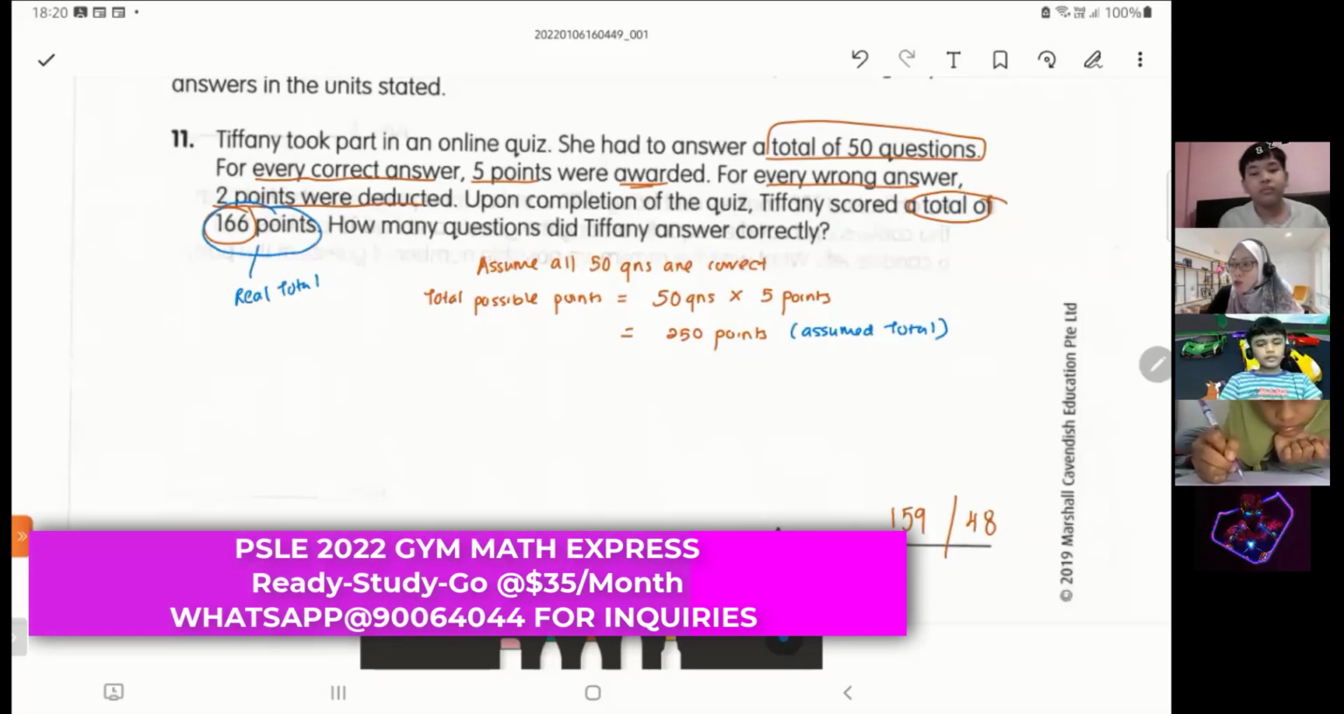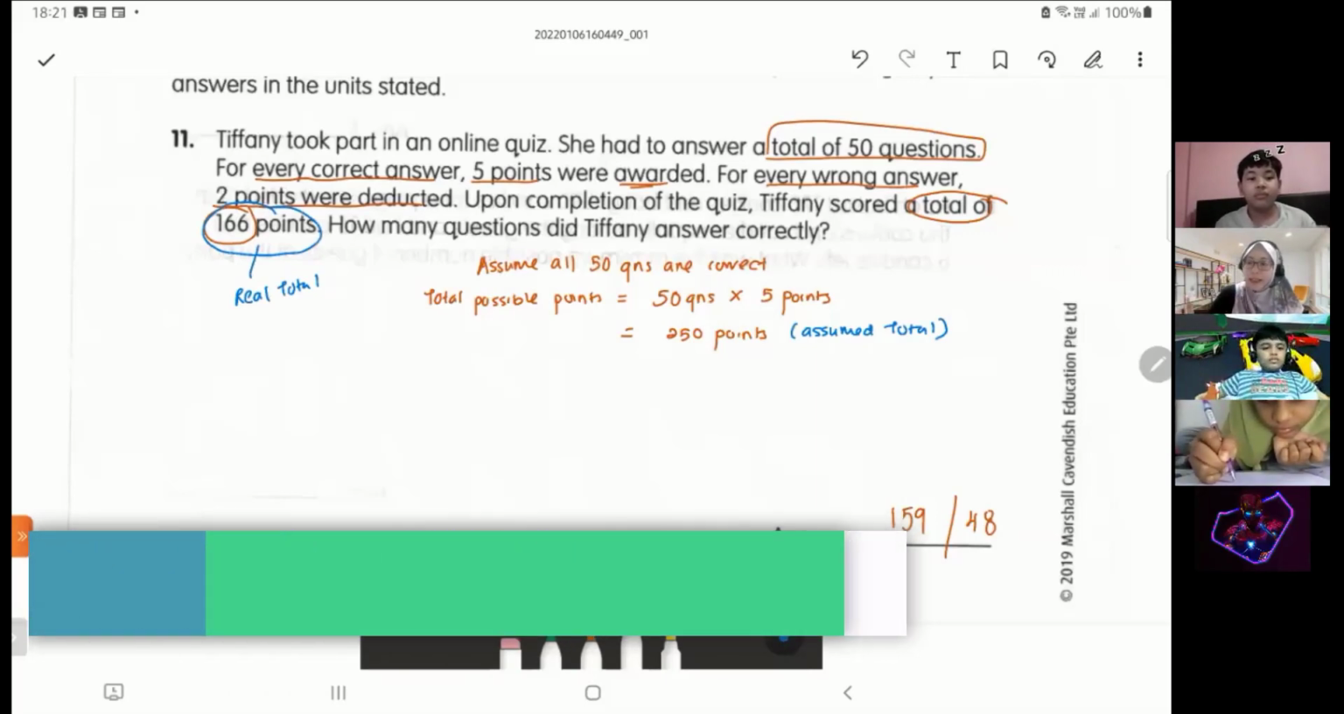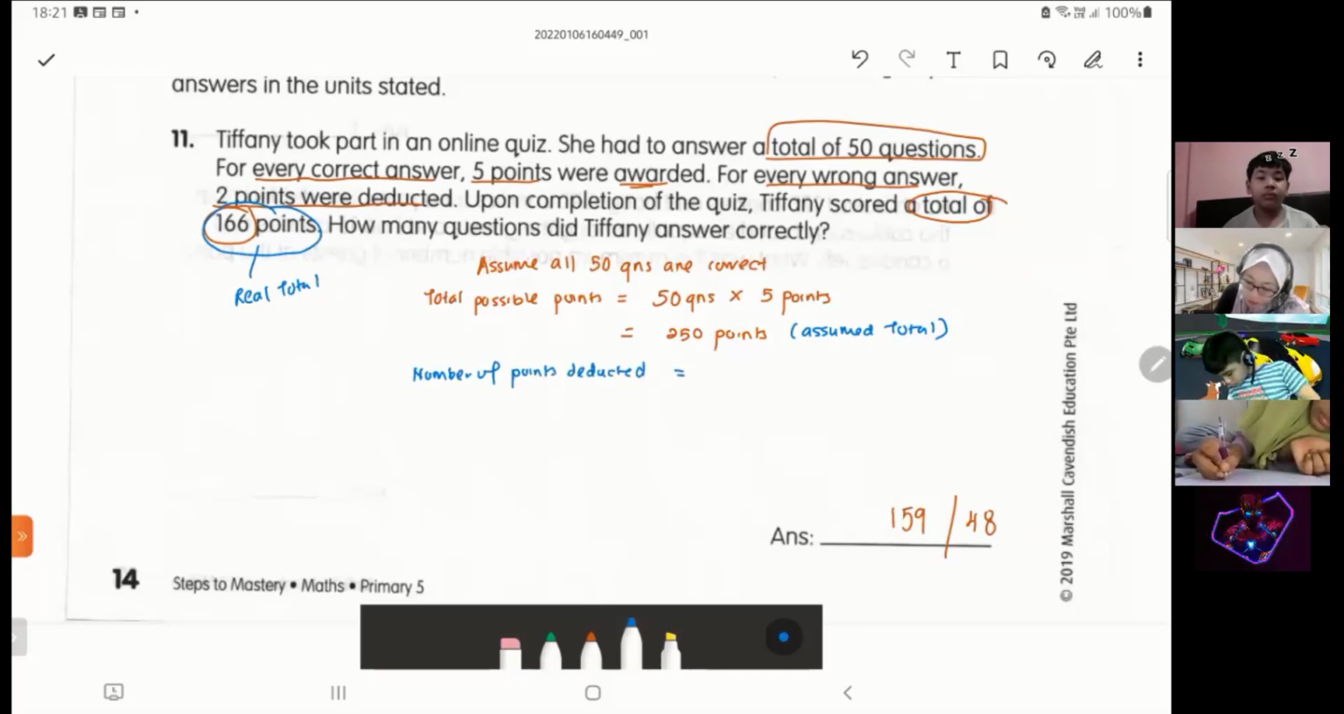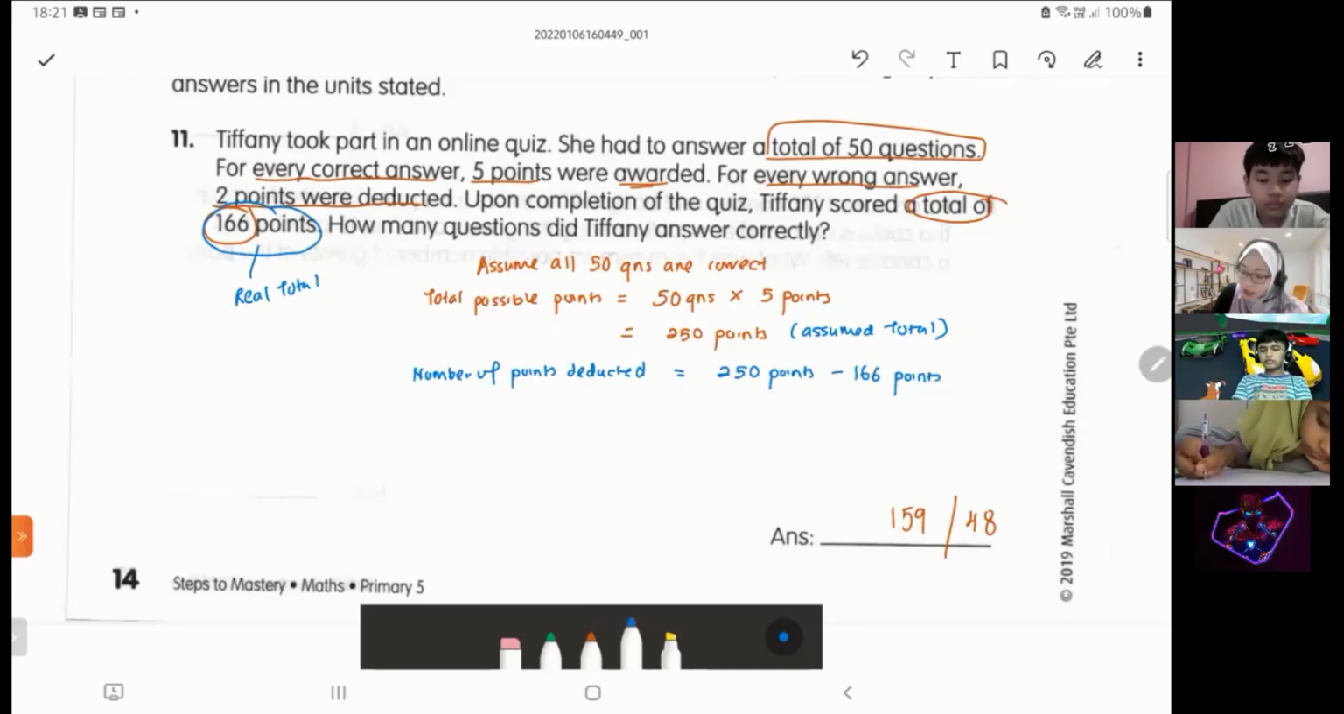So what are we going to do? We are going to find the number of points she got deducted or lost. Okay? So the number of points deducted will be 250 points take away your real total of 166 points. This will give me 84 points. So 84 points were deducted, right?